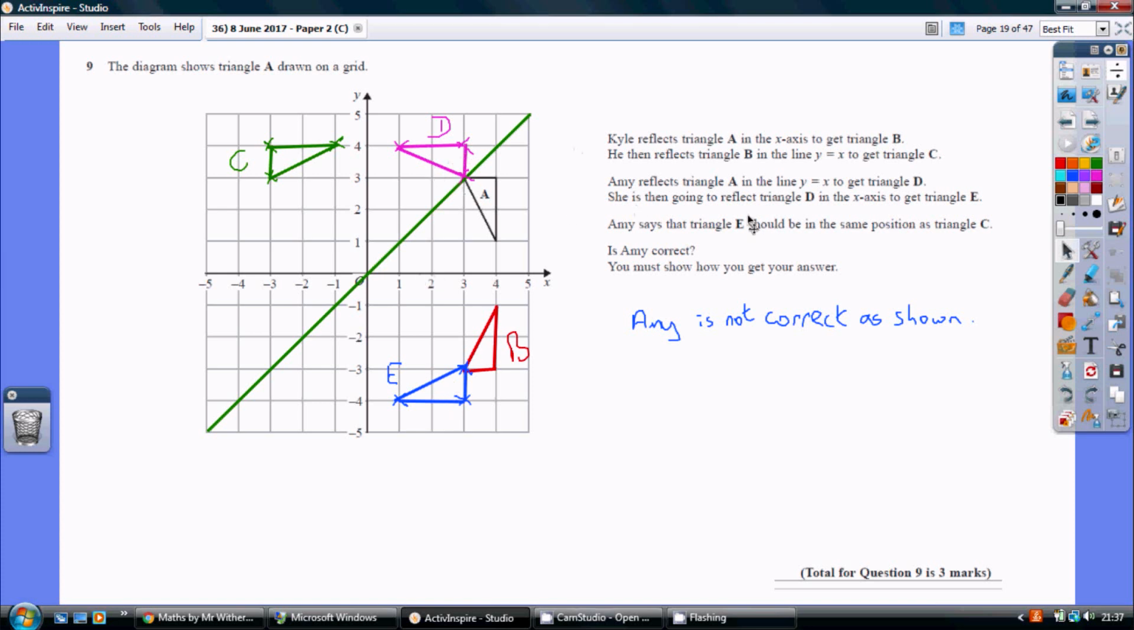Basically, she would have been correct if this had said she is then going to reflect triangle D in the y-axis to get triangle E. Amy then says triangle E should be in the same position as triangle C. So yes, had we taken D and reflected that in the y-axis, that would have taken us to E being in the same position as C, but it's not the y-axis, it's the x-axis, so Amy is not correct. But you do need to show all the positions of all the various triangles.